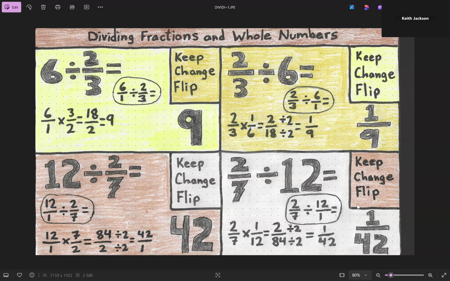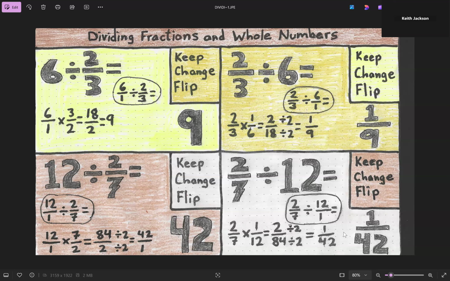Now we can go keep, change, flip. We're going to write the reciprocal of 12 over 1, and we're going to call it 1 over 12. Let us go through the process. Keep 2/7, change division to multiplication, and then write the reciprocal of 12 over 1, which is 1 over 12. Multiply across. 2 times 1 is 2. 7 times 12 is 84. Dividing by 2, we will get 1/42. All right, and so that is our answer, 1/42 right here.